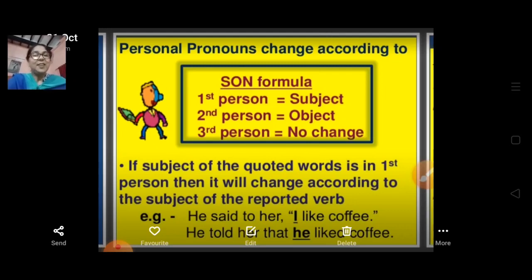So that we have discussed today, and tomorrow we will discuss the other rules of changing direct to indirect speech. So that's all for today, children. Revise this, because this is a very important topic for you.